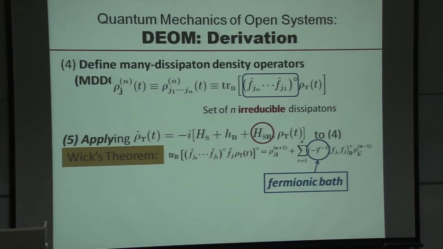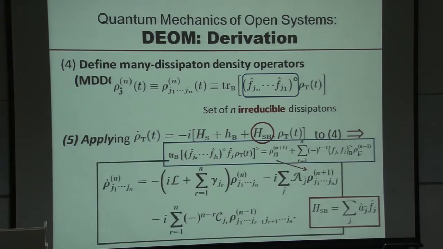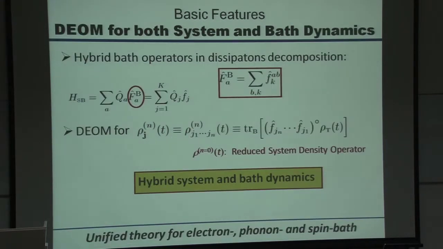Immediately, you can obtain the equation: the n plus 1 goes to this term, and n minus 1 goes to this term. And this is immediately built up with the whole exact equations, basically without any approximation. This is also a unified theory for the electron, phonon, and spin baths, and it is basically a hybrid system-bath dynamics. This is the established quantum mechanics of open systems, and this formulation is basically an analogy to the full CI and also the coupled cluster method.